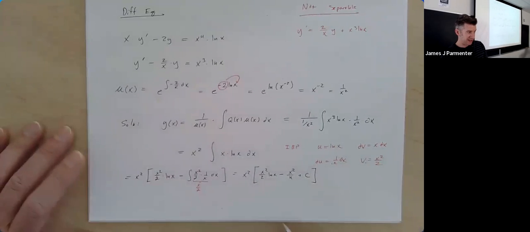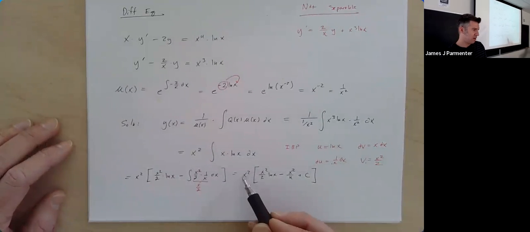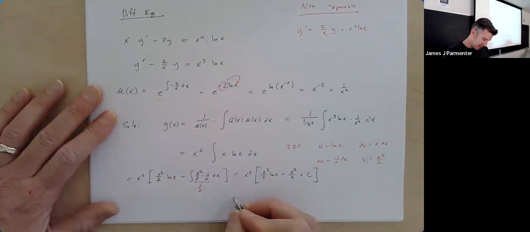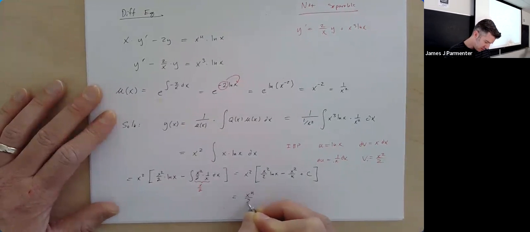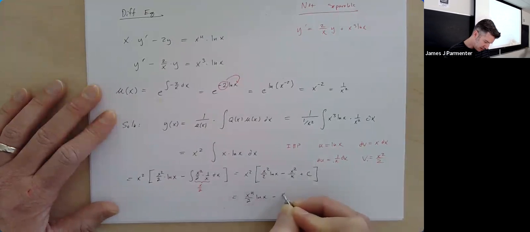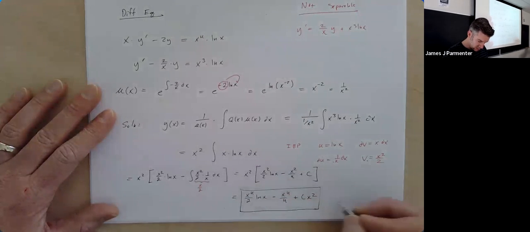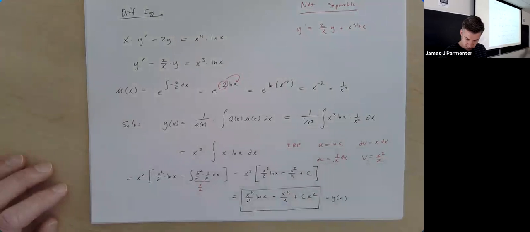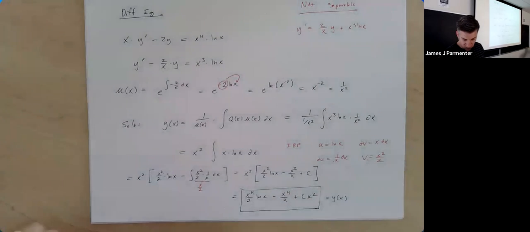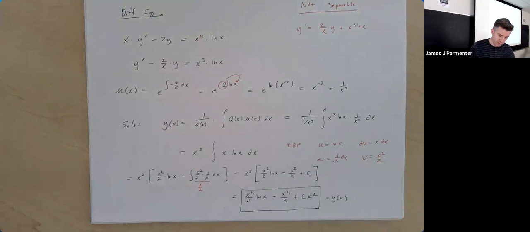And then I personally like to distribute the mu of x, or the 1 over mu of x. So I would write my answer as x to the 4th over 2 natural log of x minus x to the 4th over 4 plus cx squared. This is my general solution. Since we weren't given any sort of initial condition, we're not going to bother trying to solve for c. But I would imagine he will probably, at least in one case, give you some sort of initial condition to solve for c. That's fairly typical.